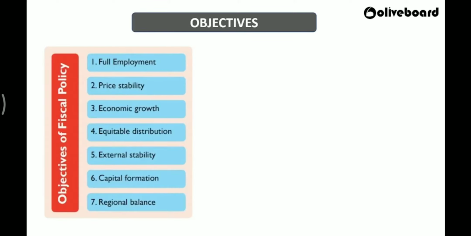Next one, what are the objectives? Obviously, full employment, price stability, economic growth, equitable distribution, external stability, capital formation, and regional balance. Full employment, yes. Why is the government having various investment programs? Why is the government spending on setting up industries and all those things? Because they want to generate full employment in the country.